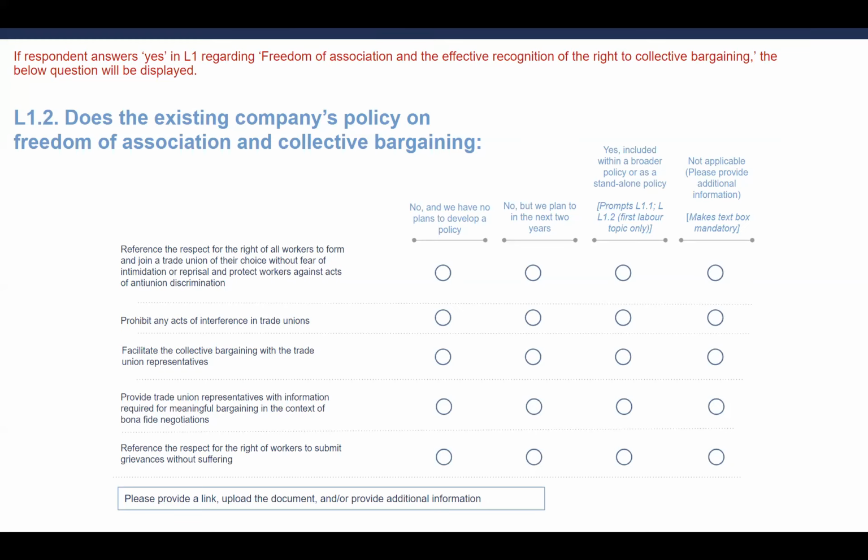Another answer option refers to providing trade union representatives with information required for meaningful bargaining in the context of bona fide negotiations. Bona fide, or bargaining in good faith, means that parties are free to engage in bargaining and there should be no interference from the authorities in their decisions to do so.